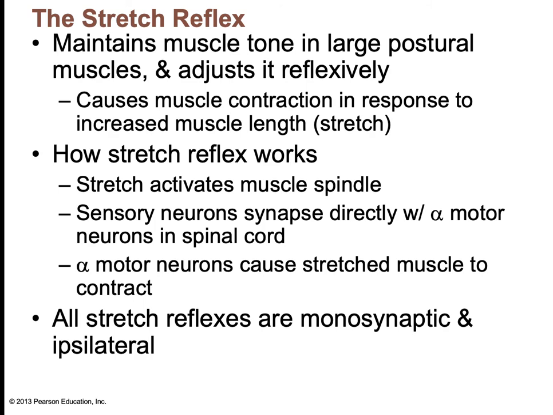Okay. The stretch reflex maintains muscle tone in postural muscles and causes muscle contraction when it's overstretched. The stretch reflex activates the spindle, the sensory neuron synapses with alpha motor neurons in the spinal cord, which make the stretched muscle contract, and that keeps it from tearing. Okay? Note that all the stretch reflexes are monosynaptic and ipsilateral, meaning there's one synapse and they occur on the same side as the stimulus.